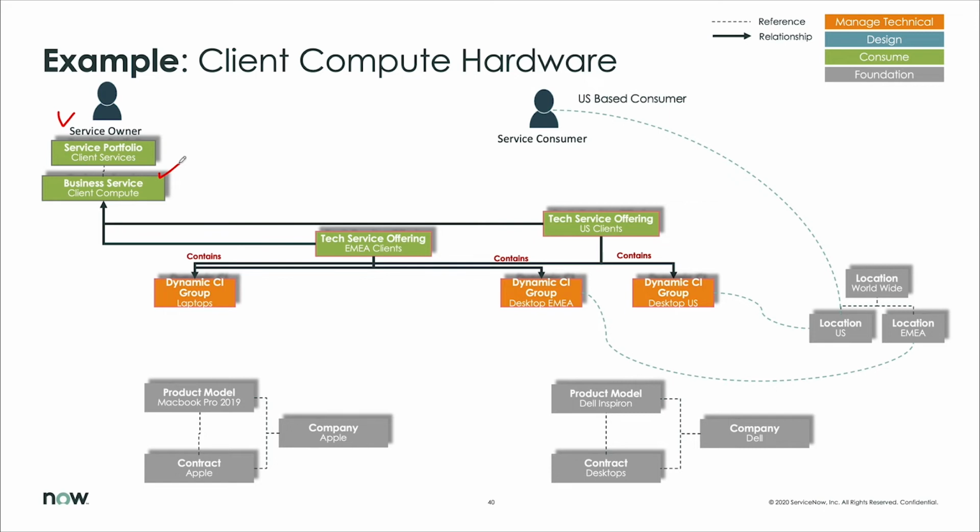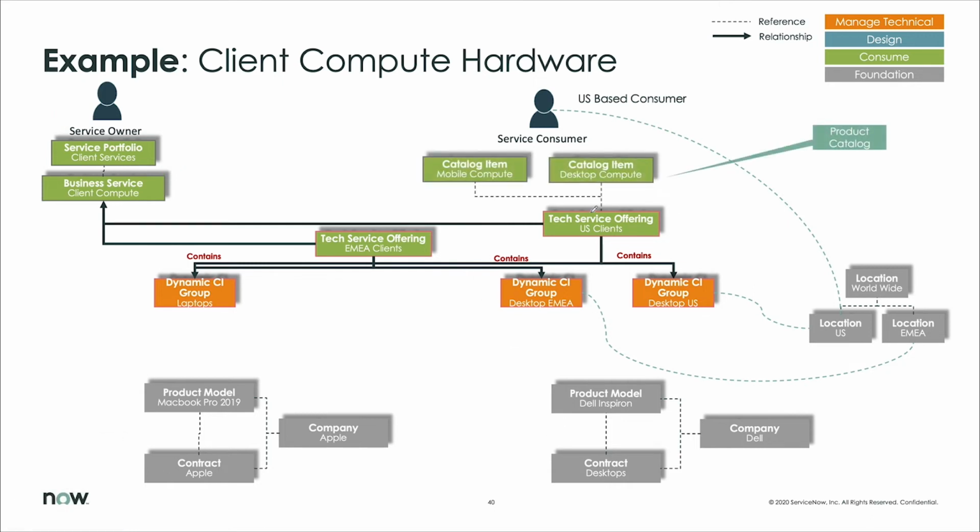This is, again, where we get into a little bit of a gray area between technology and business service, but your business depends on their client compute. So from a reporting and a business management point of view, we are treating it as a business service. As we continue to flesh this out, we also want to introduce the product catalog to make sure that that's being used as appropriate here.